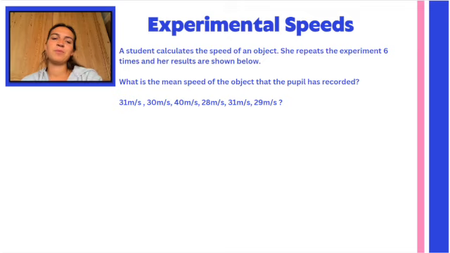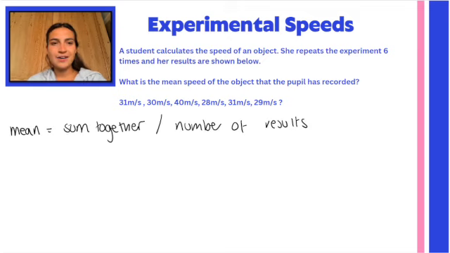Okay, and what are we doing here? Well, we have a student calculating the speed of an object and repeating that experiment 6 times with the results shown below. We are asked to calculate the mean speed of the object the pupil has recorded. So in order to calculate the mean, I need to add all the speeds together and divide by the number of results. But I need to make sure and check, do I have any anomalies?